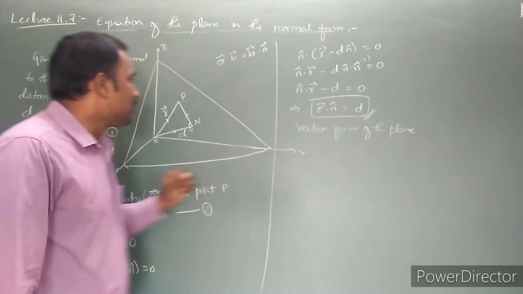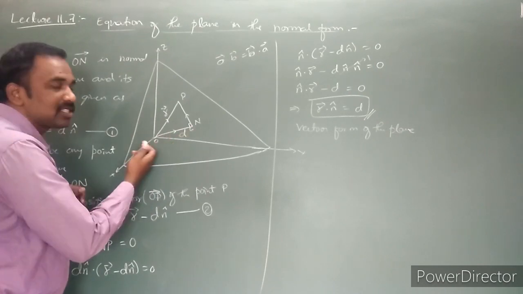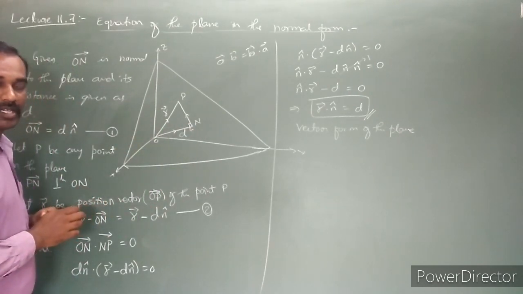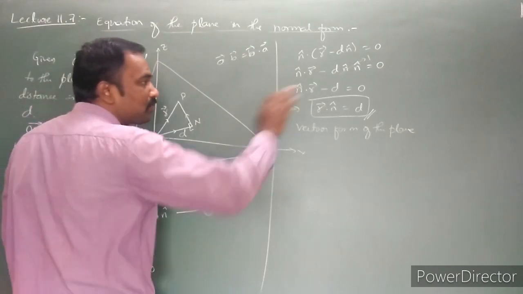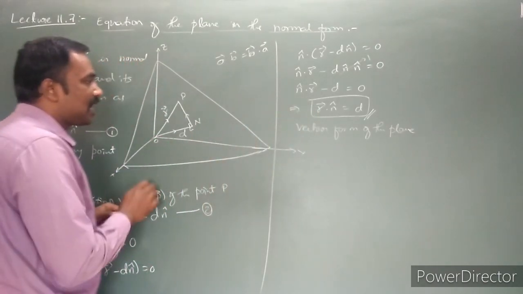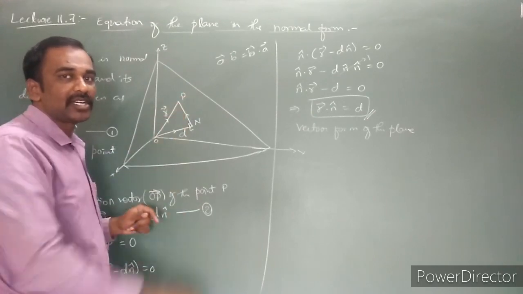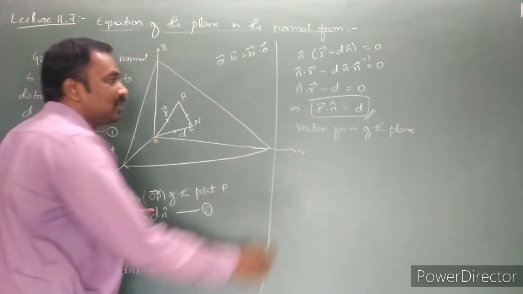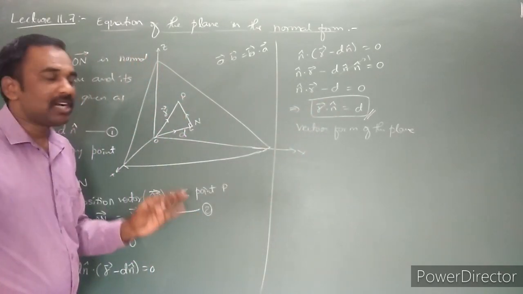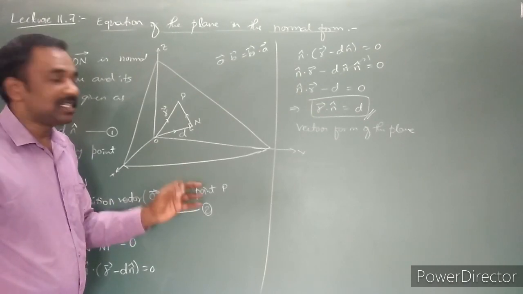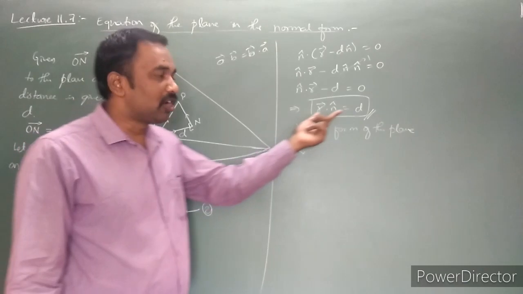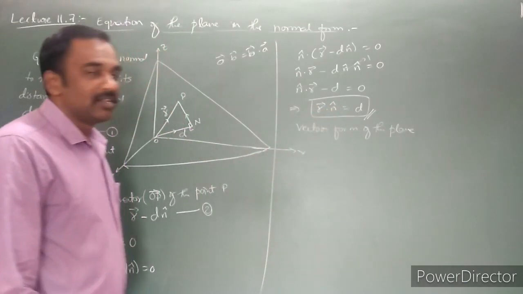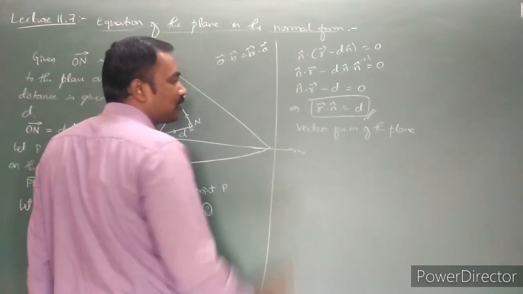Where, what is d? d is the perpendicular distance to the plane from the origin. Then what is r bar? r bar is the position vector of any point on the plane. Then what is n cap? n cap is the unit vector in the direction of the normal. Terminology you should remember. So the vector form is over.